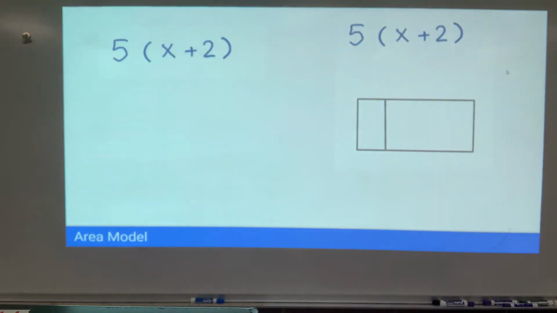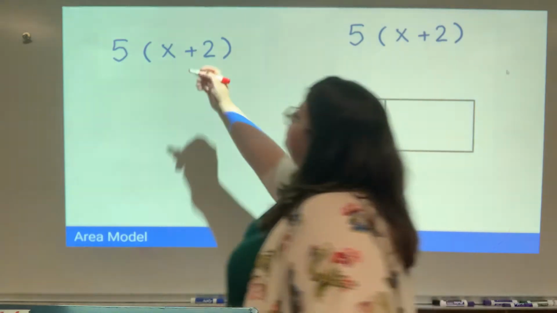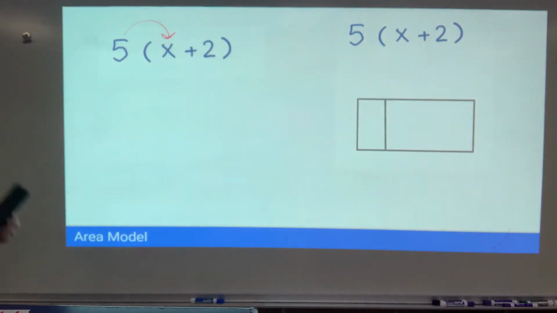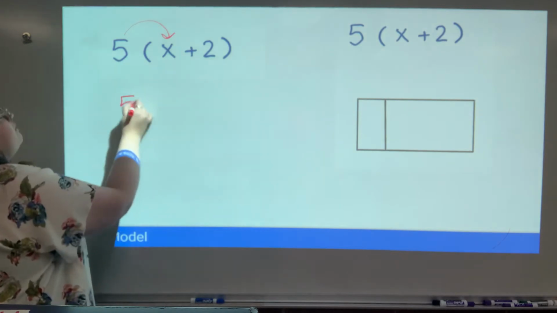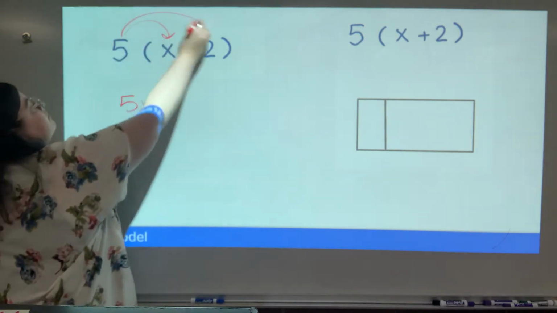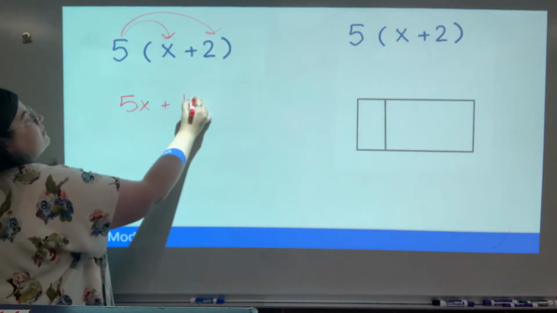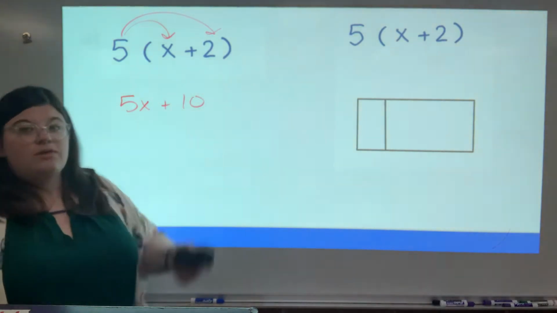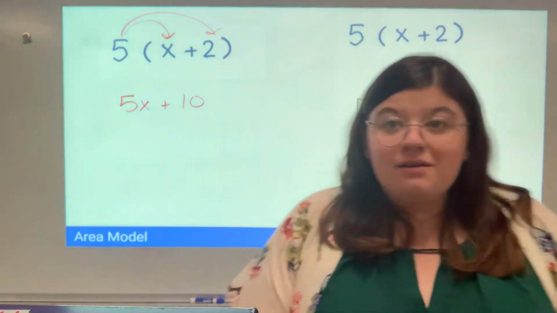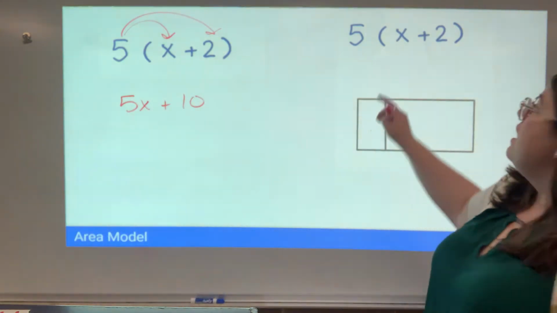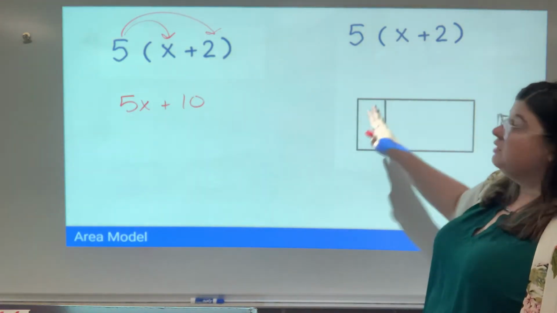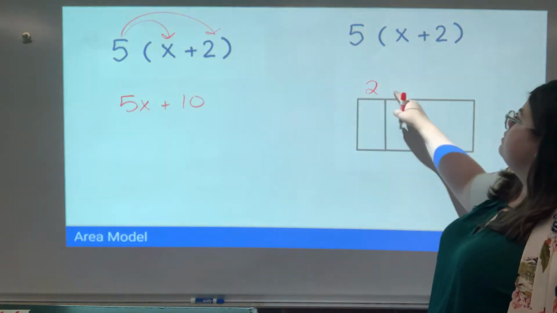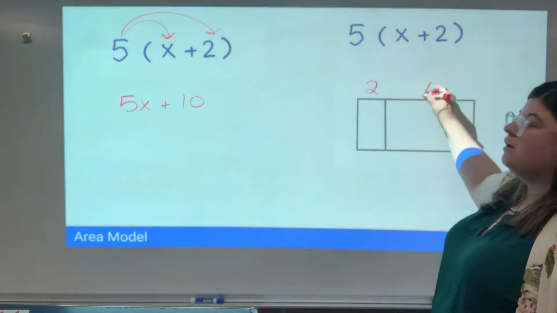One more example with the area model. So again, now I'm throwing in variables. Just multiply 5 and x is going to give me 5x plus 5 times 2 gives me 10. Let's see if we get the same expression with our area model. Let's just pick 5 to be our height. And since this is already broken up, let's let that part equal 2, and this unknown part equal x.